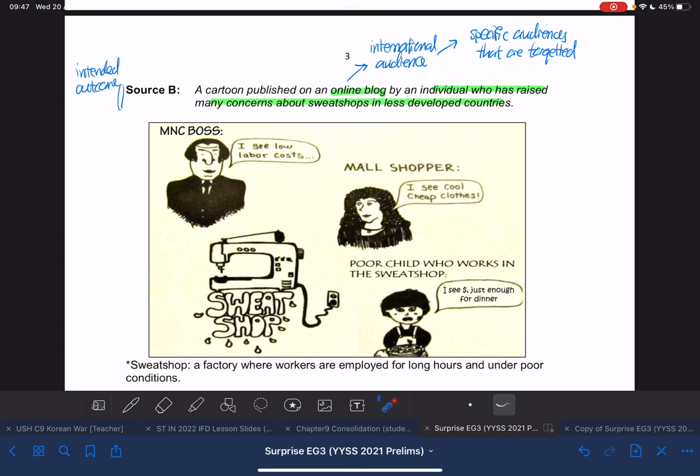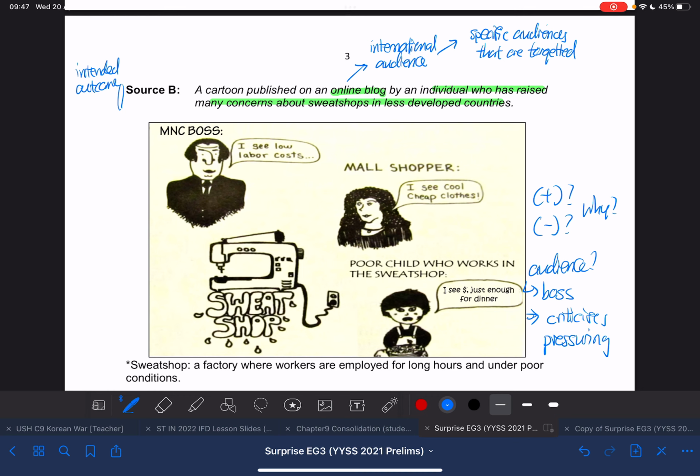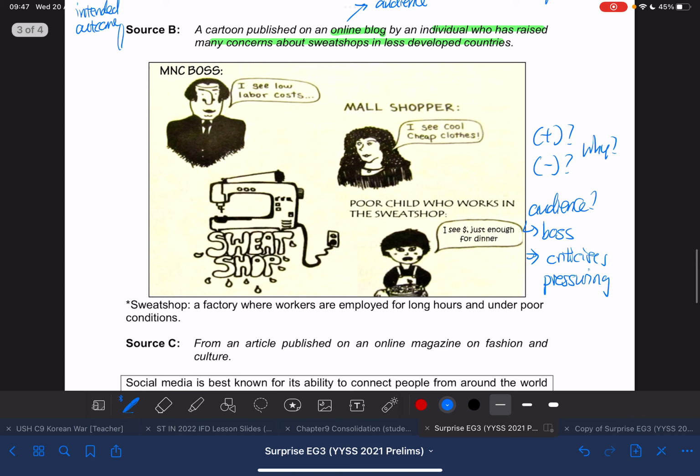You can try to start to infer, what does this show you about the impact of the globalization of the fashion industry? Is it a positive impact? Is it a negative impact? And why? But in any case, you might try to identify who is my audience. If my audience is the MNC boss, what might be my intended outcome? It could be about criticizing the boss for only thinking about low labor costs, not thinking about the treatment of his workers, or it could be about pressuring the boss to try to make the working conditions slightly better.